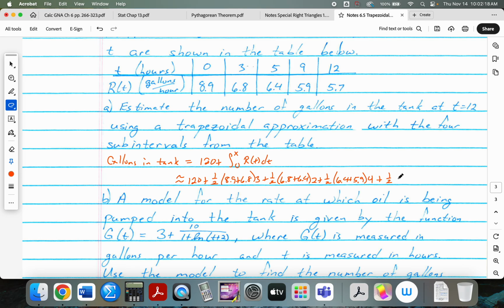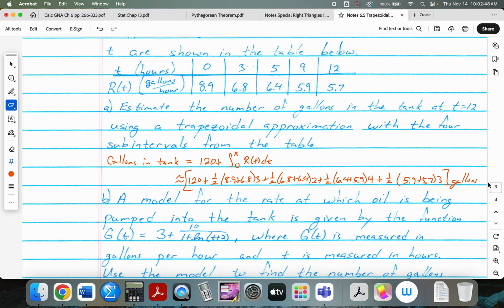plus half of 5.9 plus 5.7 on a time interval of 3 gallons. And although they don't always ask you to put the units on it, I try to put units on all the time.